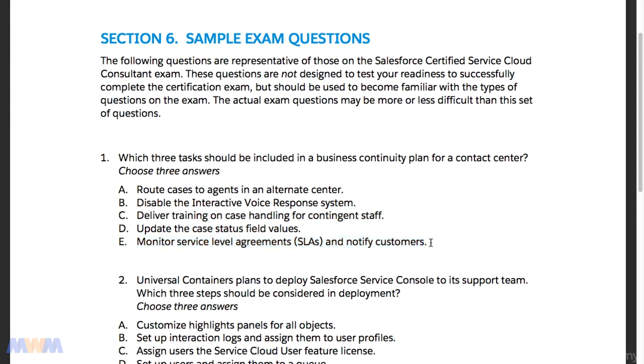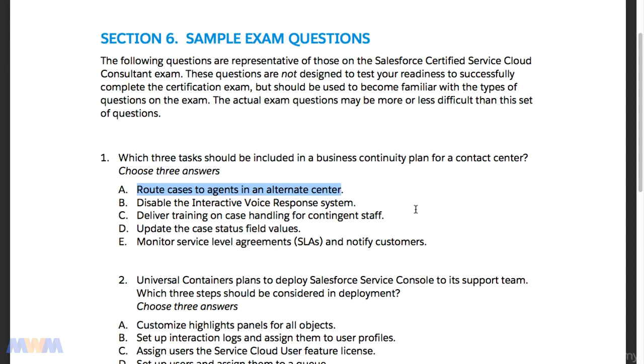This is a really tough question if you've never dealt with a contact center at all. The correct answers are A, C, and E, and we'll discuss this briefly. First of all, we mentioned in the previous lecture how you need to plan for redundancy, and so one idea is that they need to route these cases to agents in an alternate support center or contact center. Disasters do happen, unplanned events happen, and you need the ability to roll things over to a different call center.